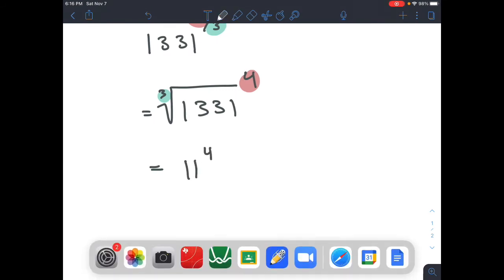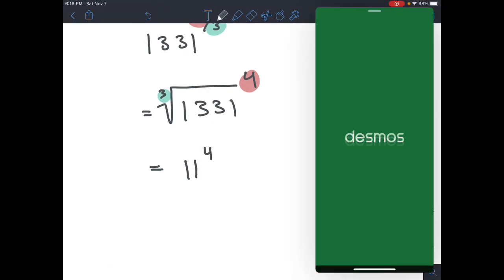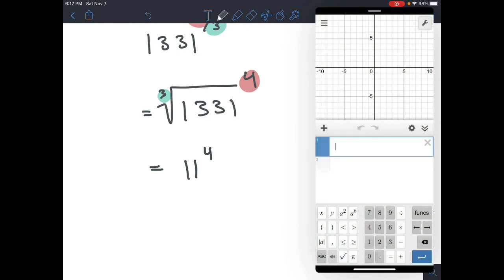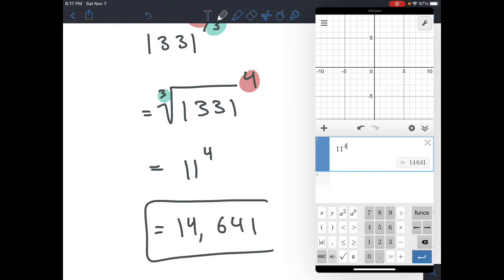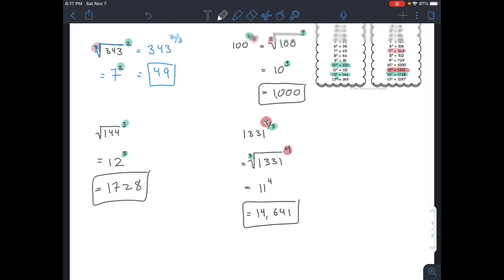Now, I don't know what 11 raised to the fourth power is off the top of my head, so I'm going to use my calculator. 11 raised to the 4 is a big number. It's 14,641, and that is fully simplified.